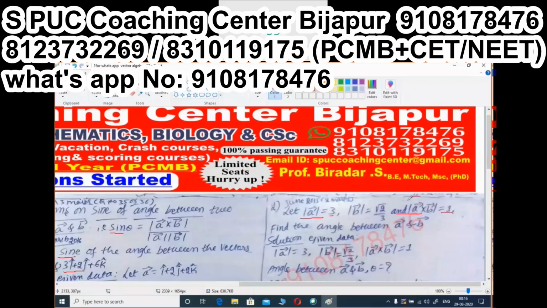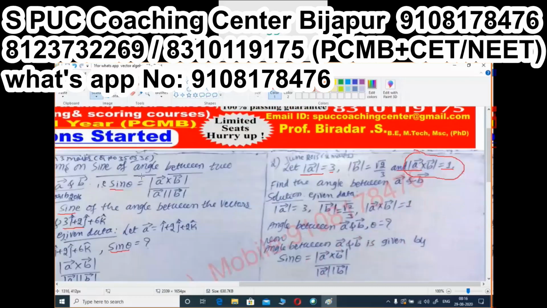If the statement of the problem gives modulus of a cross b vector, then you must use sin theta. If it gives a vector dot b vector, then you are supposed to use cos theta. Keep that in your mind. Here he has given modulus of a vector cross b vector, so you must compulsorily use sin theta. Clear to everybody? This point has to be noted so that you solve it correctly. Okay, let us take that.